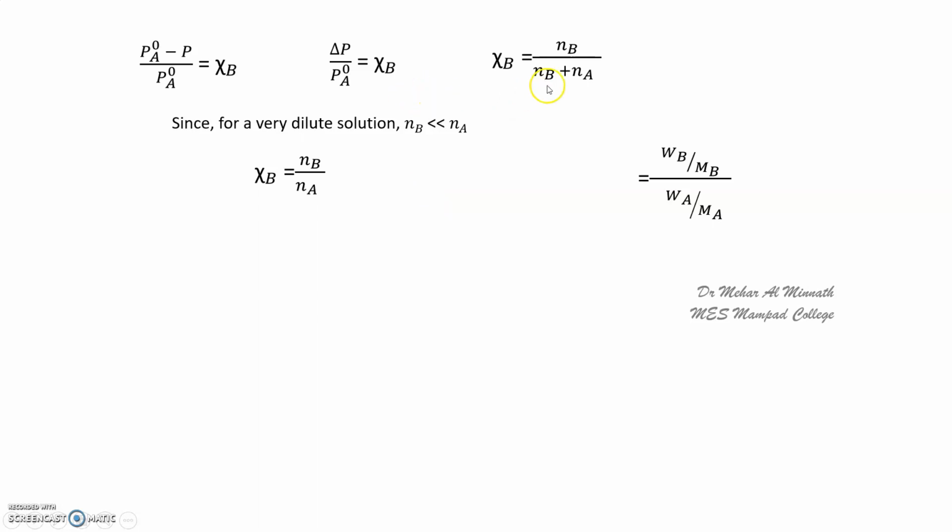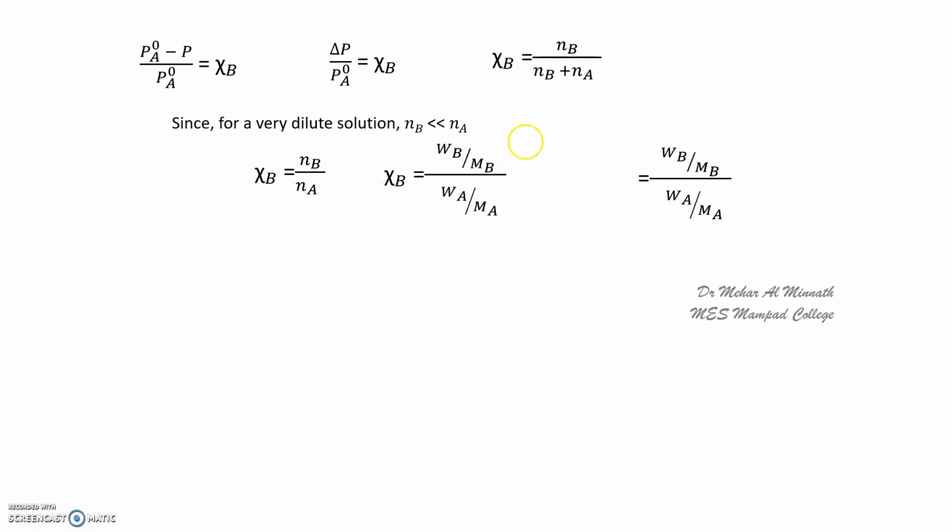Now let us see how we are going to relate this to the molecular weight of the solute. We have this expression for relative lowering of vapor pressure, which relates to the mole fraction of solute: ΔP/P0A = χB. Now we know that χB is the number of moles of B divided by the total number of moles of solute and solvent, nB/(nB + nA). Since for very dilute solutions nB is much less than nA, nB + nA can be put as nA. So χB = nB/nA.